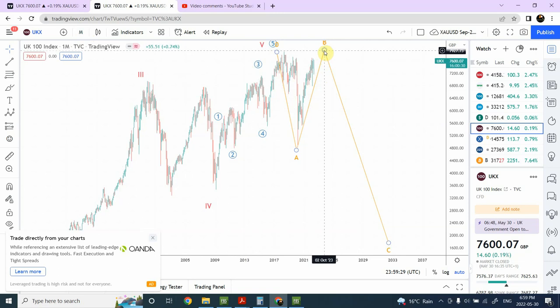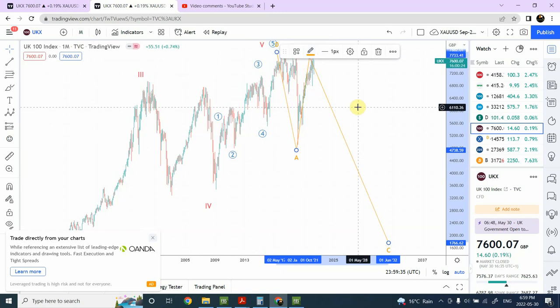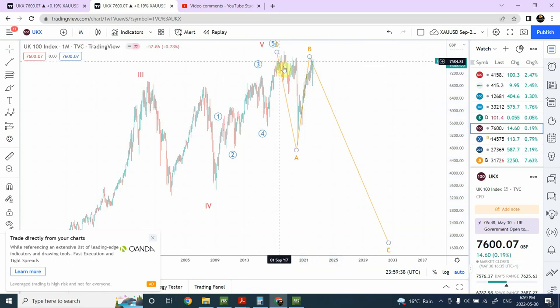First of all, I need to bring it right over here. I believe that there is a possibility. We have already seen a top forming for wave B in an expanded flat, and wave C is going to be much longer as compared to wave A. We can make it 1.618, 2.0, 2.5, 2.618. All of these different Fibonacci expansions can be used.